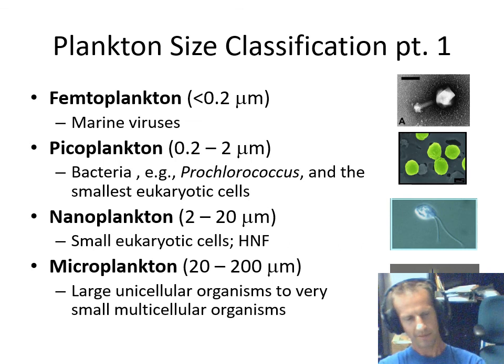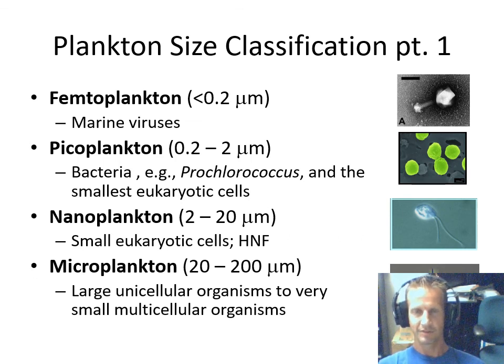Okay, so we talked about plankton classification by trophic mode, by what they eat or how they get their food. We talked about their life history, which is sort of like whether both the adults and babies are planktonic or whether the adults are something that's not planktonic. And now we're talking about size. Okay, so you can break plankton up into different categories based on how big they are.